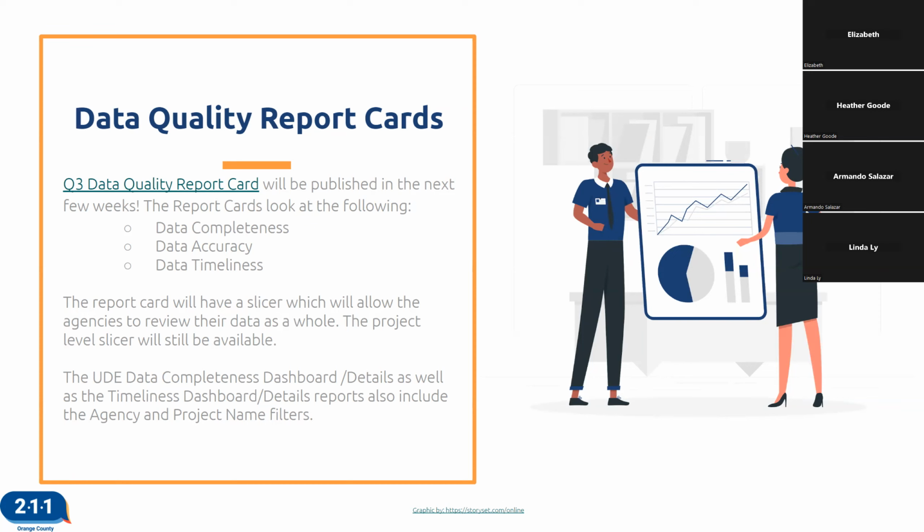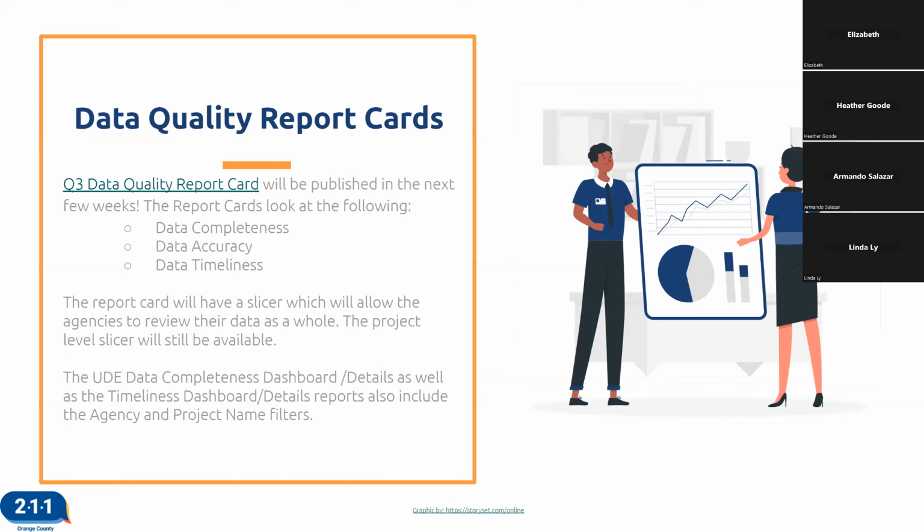By HUD standards, you have 3 days to enter the data into HMIS from when the data was collected. The report will have a slicer which allows agencies to review their data as a whole, and also a project level slicer that you will be able to view by project. Both the universal data elements, data completeness dashboard and details report, as well as the timeliness dashboard and details report, will include the agency and project slicers.